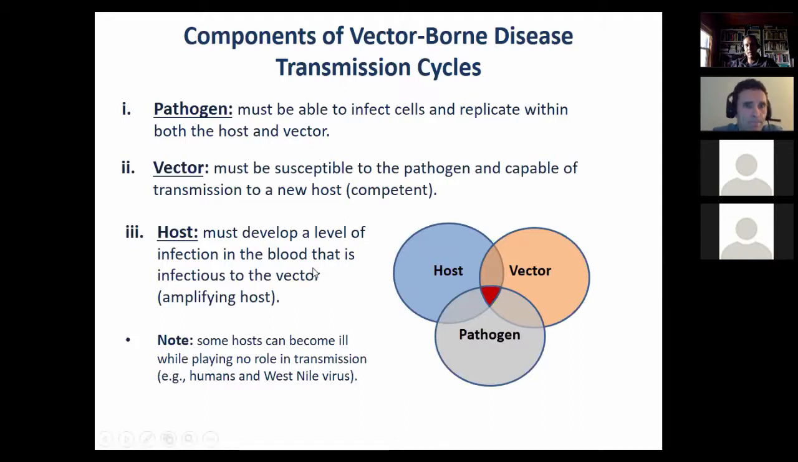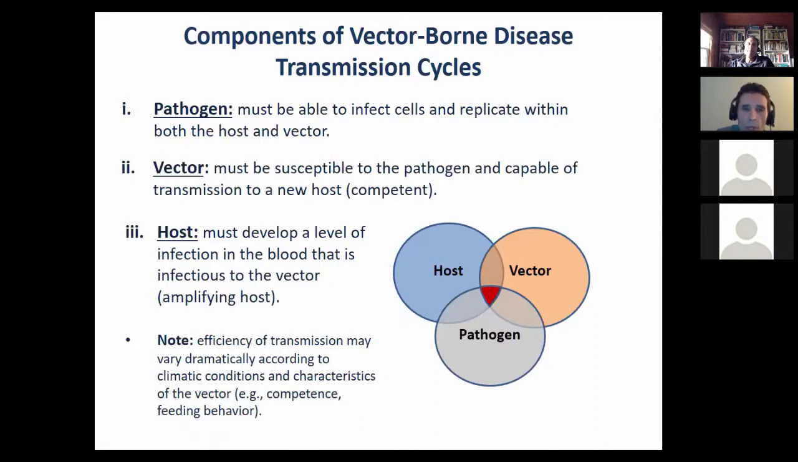All right, and so I have a note here that some hosts can become ill while playing no role in transmission, and humans and West Nile virus is a good example of this. So we can get sick, but we don't take part in the transmission cycle. We don't amplify the host or the virus.